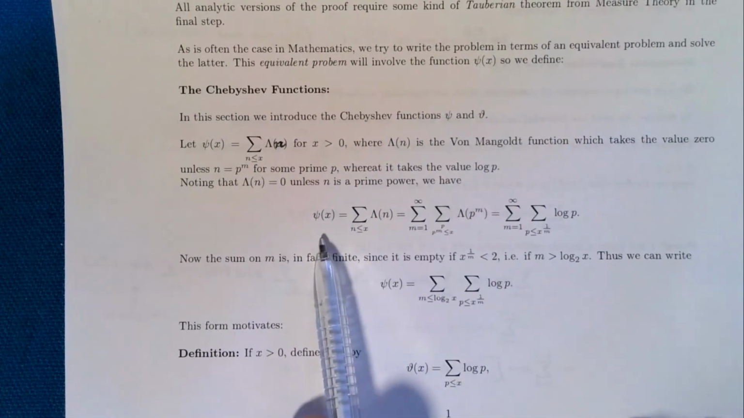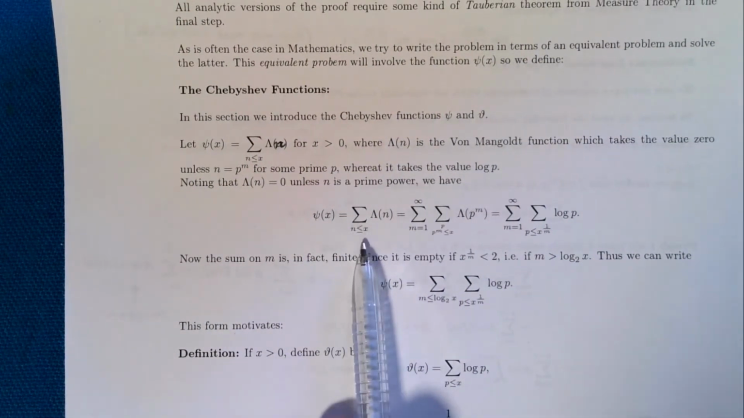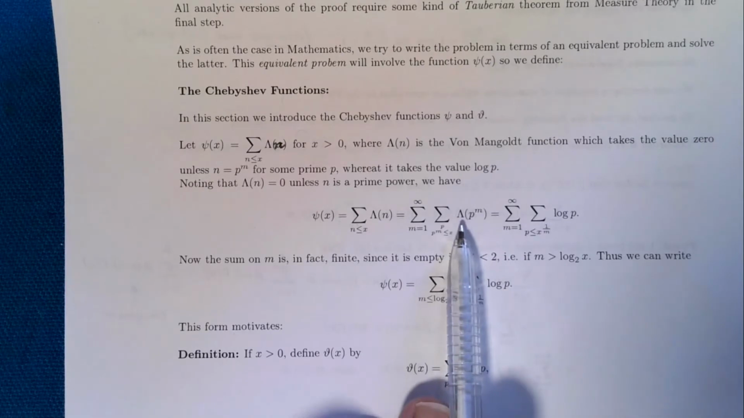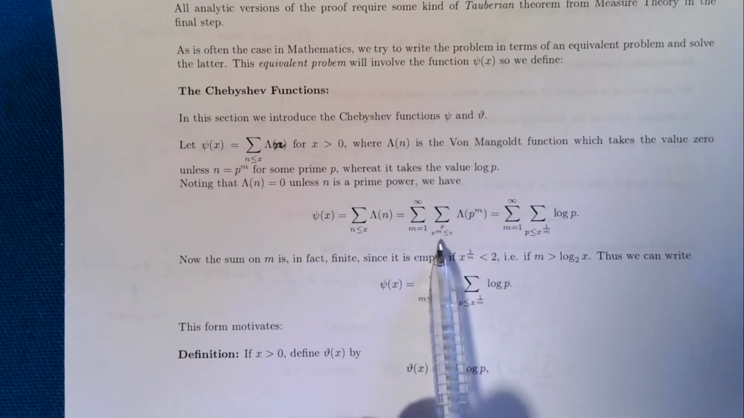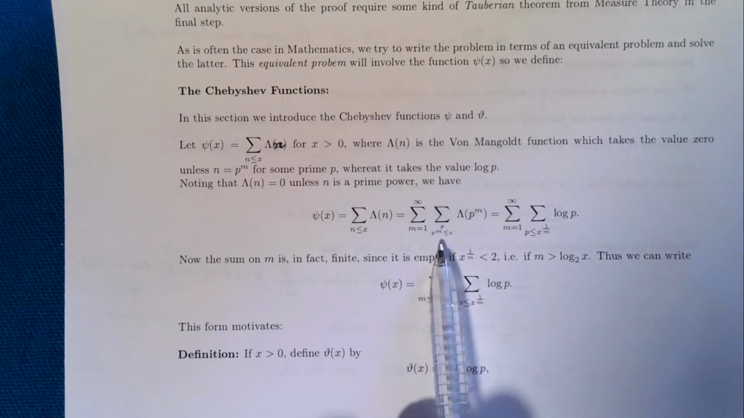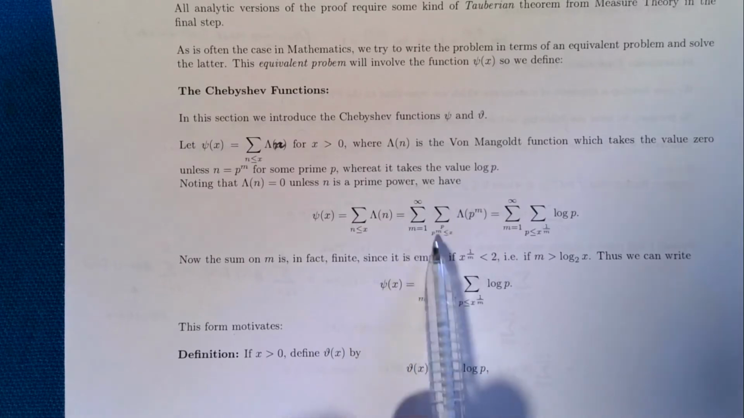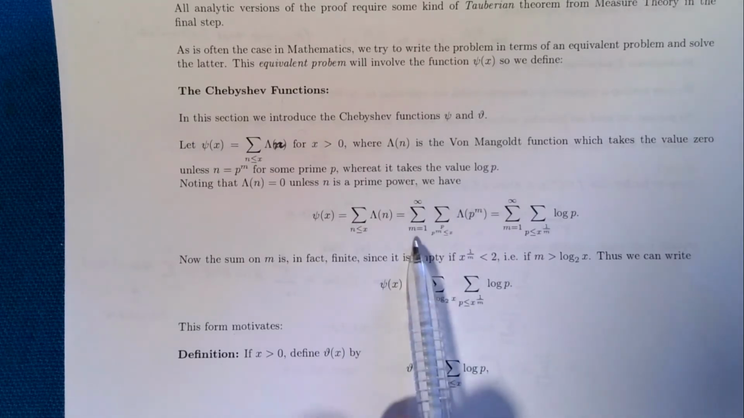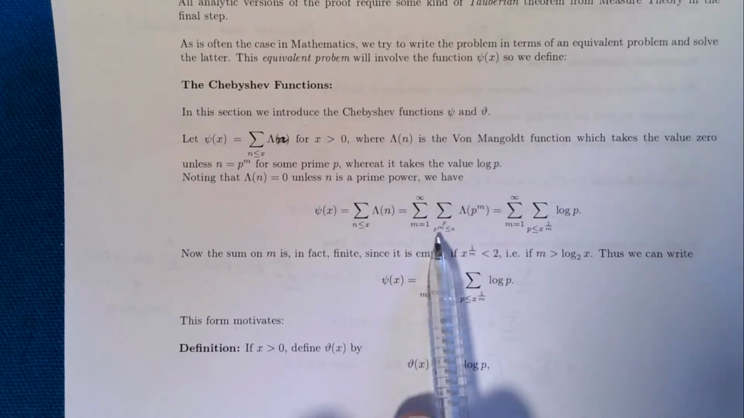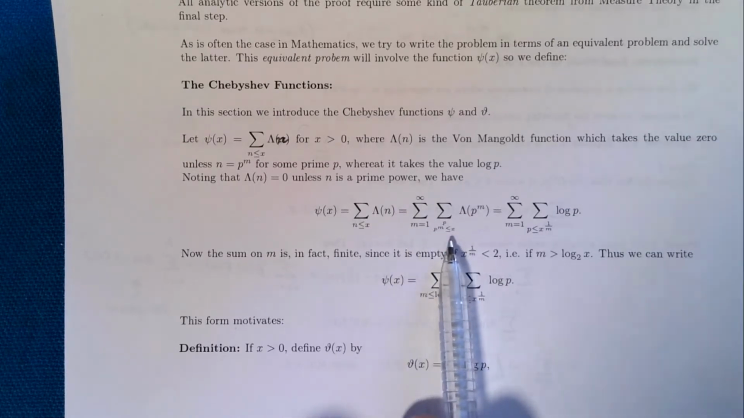So noting that lambda of n is 0 unless n is a prime power, we can get some other expressions for this. So here's our definition of psi of x, and what we're going to do is take capital lambda of p to the m, where we look at all the prime powers less than x, because this is 0 otherwise, and then we let m be the power of the prime going from 1 to infinity. Now of course this is only a finite sum, because once p to the m exceeds x, this will be 0. There won't be any term here.